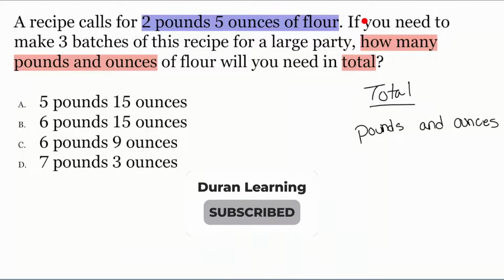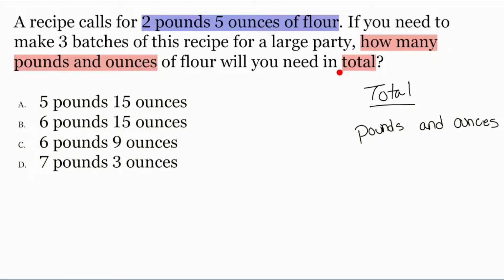And then what we need to do here says, if we need to make 3 batches of this recipe for a large party, how many pounds and ounces of flour will you have in total? Okay, cool. So let's understand this a little better because there's a couple of different ways we can do this, but there's a very simple way that we can go about this. Everybody, if we have 2 pounds, 5 ounces, how many batches are we trying to make? Yeah, we're trying to make 3 here.